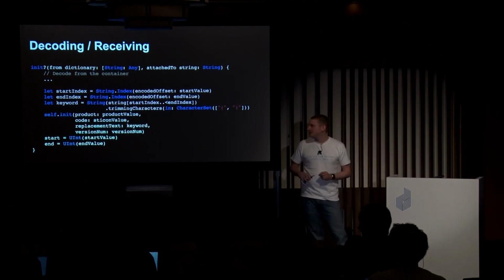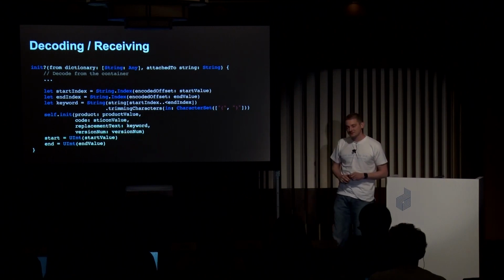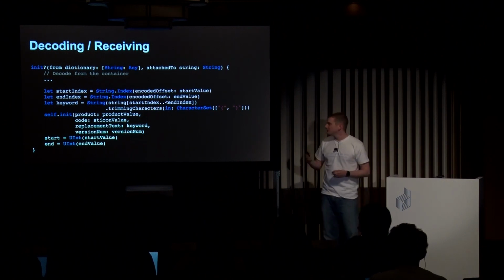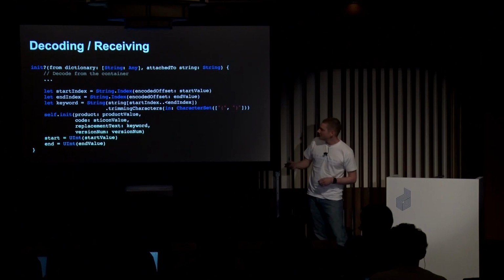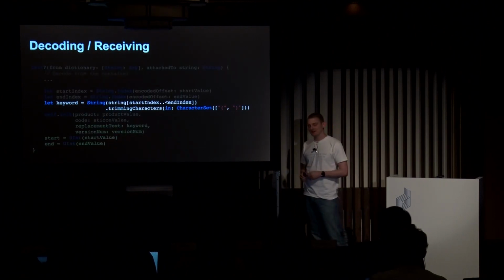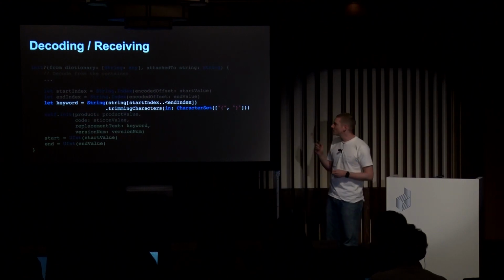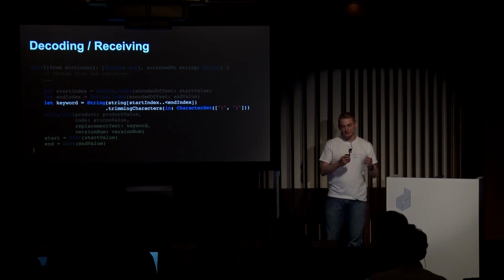So we're going to make that an init method that takes those dictionary strings. It's going to take the string we have, and then we decode those. And when we get to where we need the keyword, we just use the indexes that we have for start and end, and we can pull our keyword out of the original string.